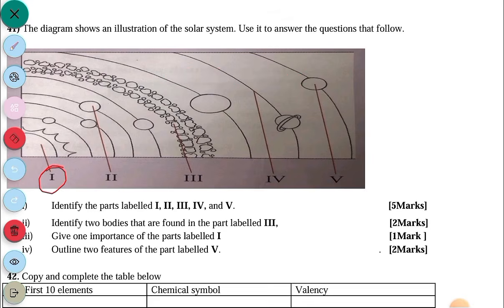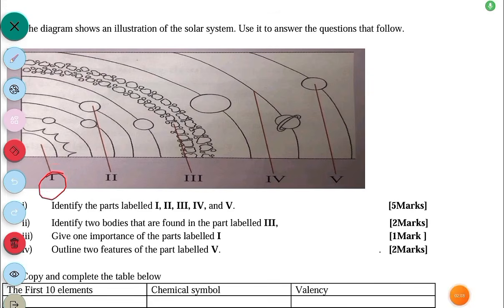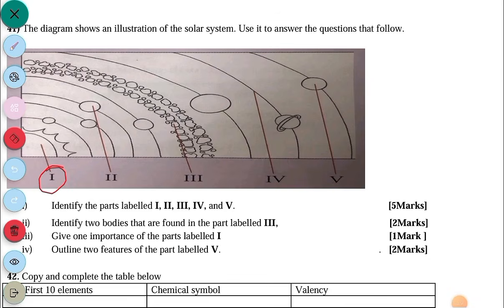Give one importance of I. So the sun provides heat energy and provides light as well. So give two features of V, which is Neptune. Neptune has the strongest winds in the solar system. It has powerful winds blowing on it, and then also it has the great dark spot. Great dark spot. Yes.